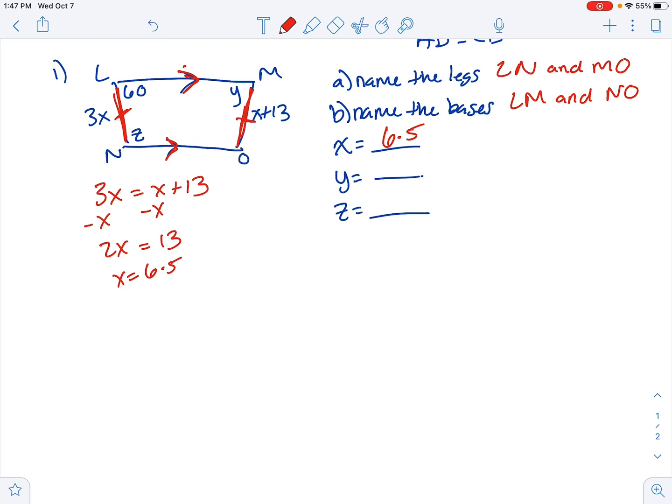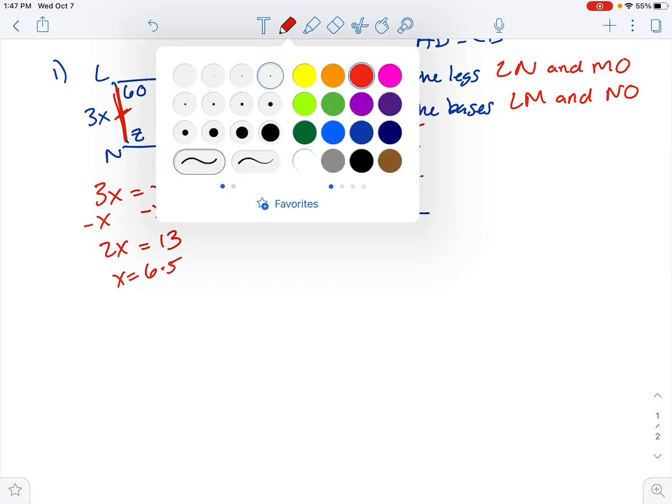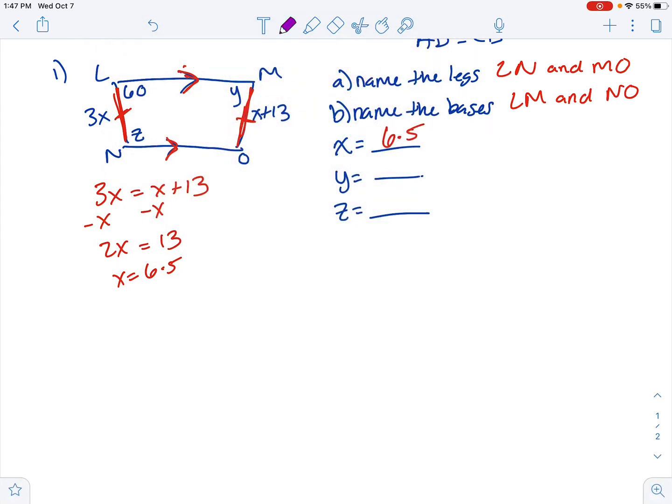So there's x. Now I want you to pause the video and solve for y. Okay, so solving for y, both of those angles lie on the same base. So what do we know about them? If they're on the same base, they are equal. So y would be 60.